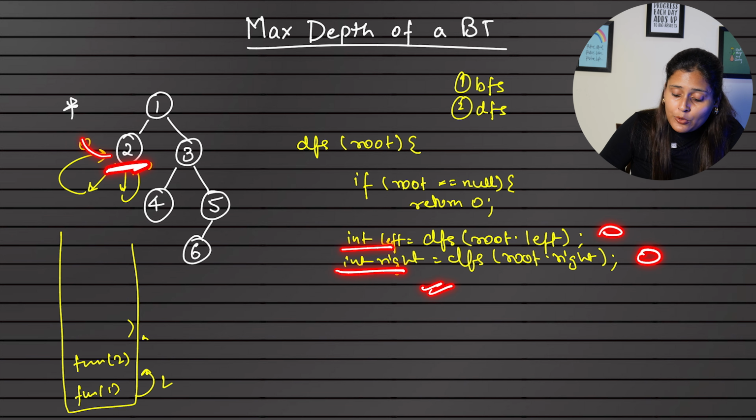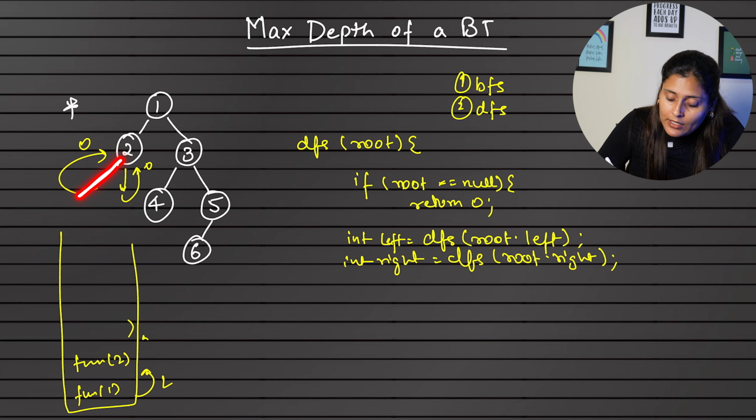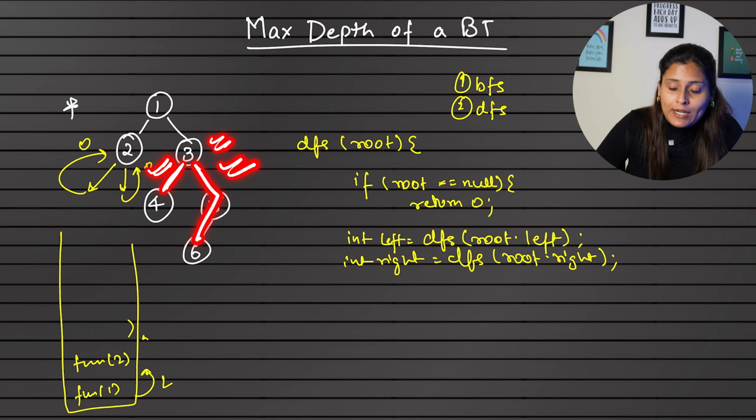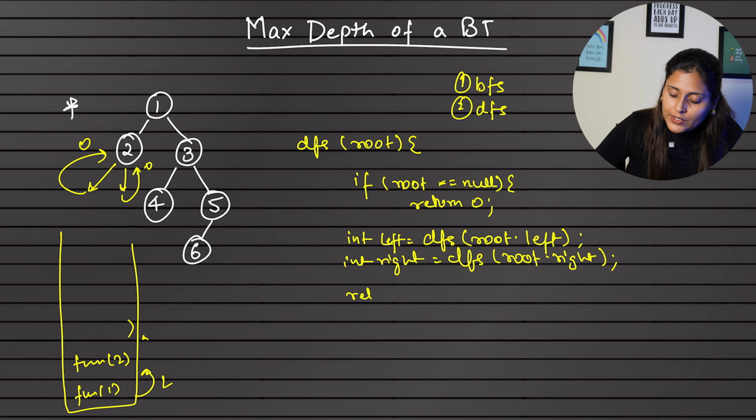So what is 2 supposed to return to 1? Do you think maximum of left, right, or summation of left, right? 2 can only return if it has a path. So 2 can only return either this path or this path, correct? Like how 3 has returned. 3 has this path also and this path also. But 3 will return the maximum path, means I can say maximum of left or right, and plus 1 for it, right? So what will it return? Return Math.max(left, right) plus 1.